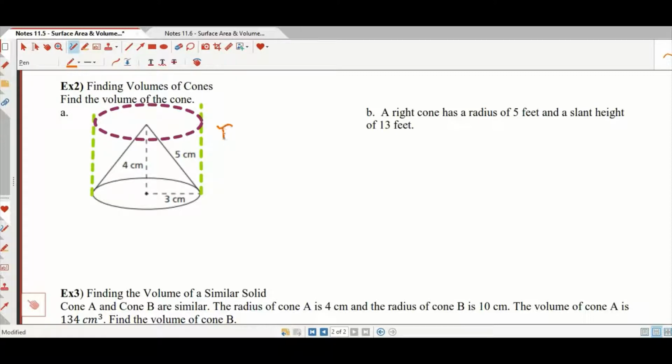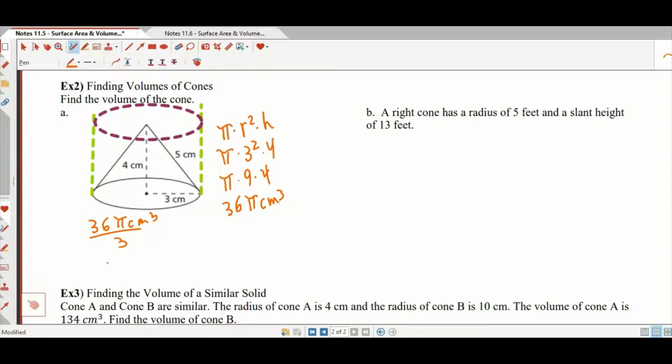So we do pi times radius squared times height, which is pi times the radius, 3, squared times the height, which is 4, which is pi times 9 times 4. 9 times 4 is 36. 36 pi centimeters cubed. But that's the volume of the cylinder. So we need to take a third of it. 36 pi centimeters cubed divided by 3. And is that 12? I think it is.